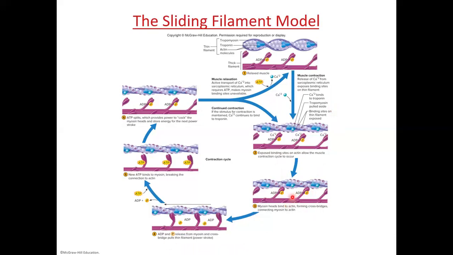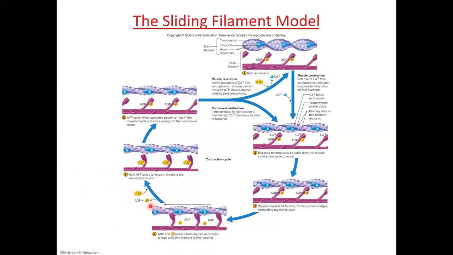Then there were already ADP and P attached here, like at the beginning. Then the ADP and P are released. And the myosin and the cross bridges pull the actin filament towards the center. This is called the power stroke.